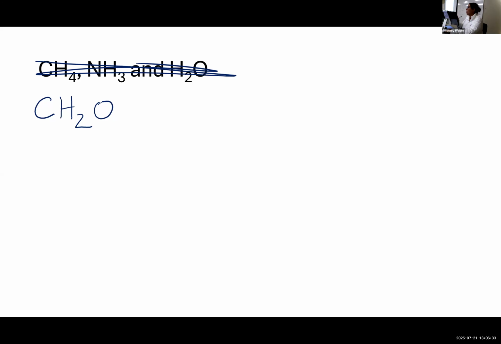But before I can do that, let's count the valence electrons. So carbon will have 4. Hydrogen will have 2 times 1. And then oxygen will have 6, right? So 4 plus 2 is 6, plus 6 is 12.